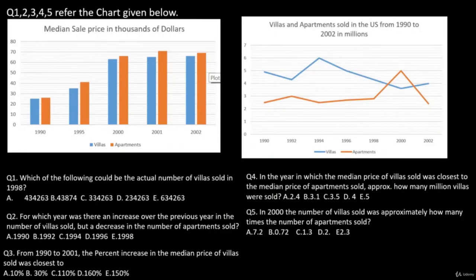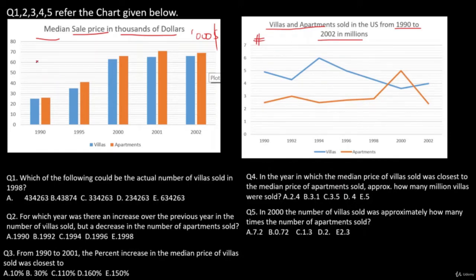Let's do this question. Refer the chart given below. So we have 5 questions. Now this chart over here talks about the median sale price in thousands of dollars. Alright, so that's the unit over here, right? It's thousands of dollars. Now this chart over here talks about villas and apartments sold in the US from 1990 to 2002 in millions. So it talks about the number of villas and apartments sold.